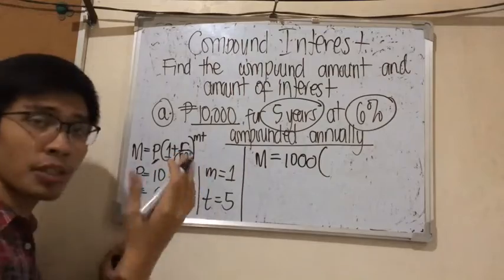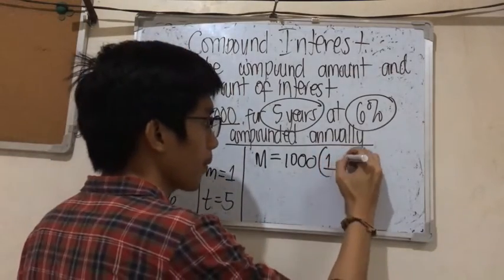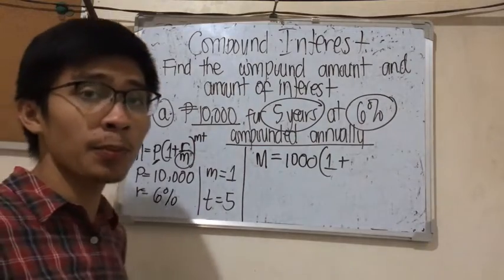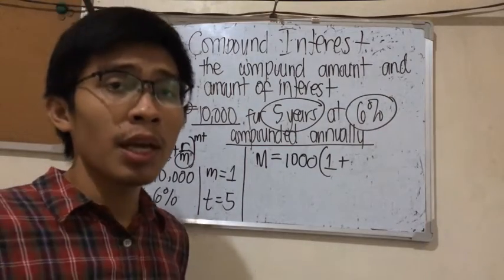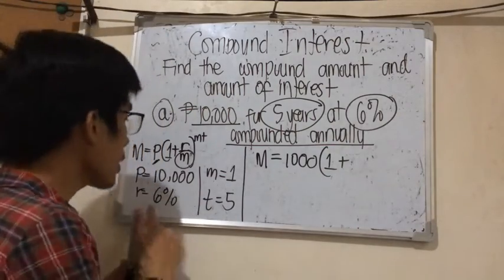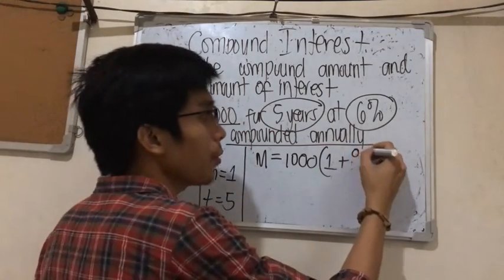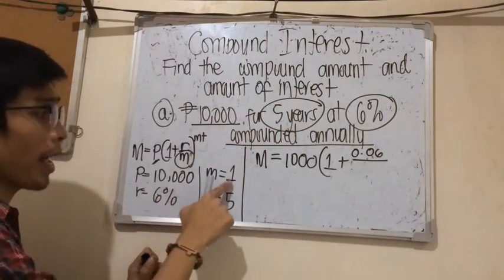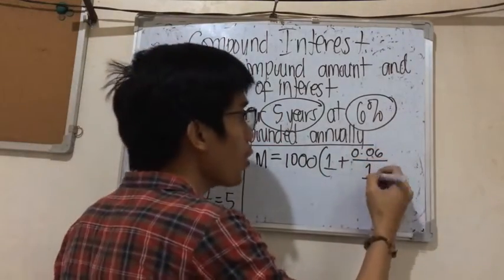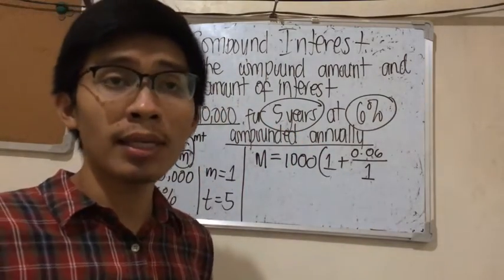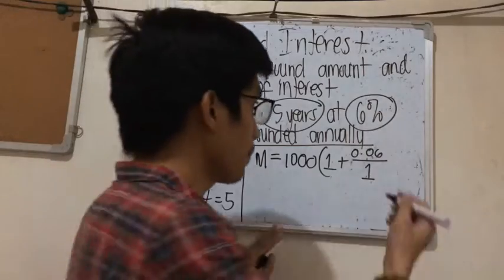Copy 1. 1 here is a constant element. Plus, what is your R? Your R here is 6%. Same thing: if that is in percentage form, convert it into decimal. And 6% is equivalent to 0.06, all over M. What is your M? M here is 1. Again, why 1? Because our compounding period is annually. It means it increases once a year.